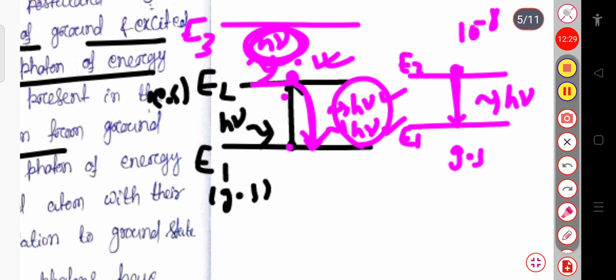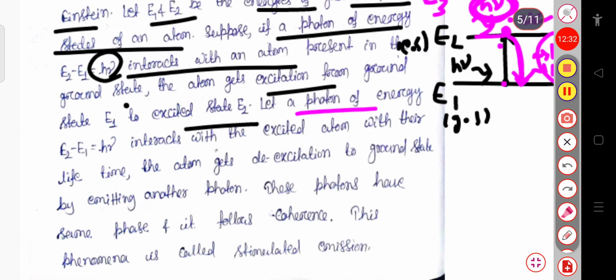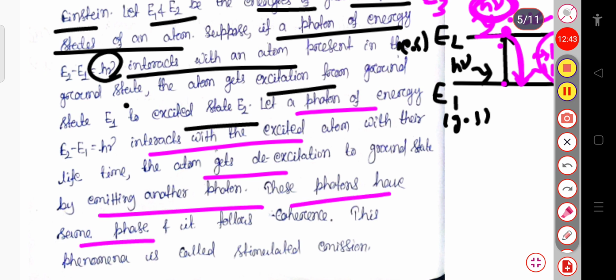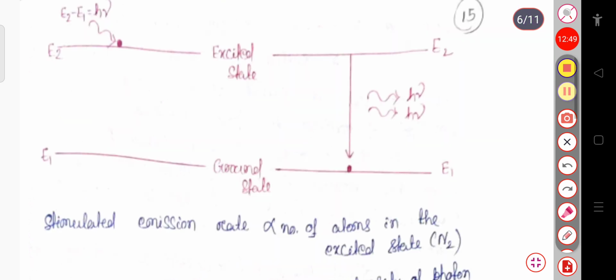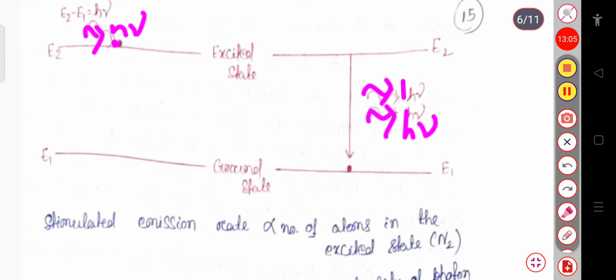So here you can see that a photon of energy h nu interacts with the excited atom within its lifetime, so the atom gets de-excited to the ground state by emitting another photon. These photons have the same phase and follow coherence. This phenomenon is called stimulated emission. The atom is already in the excited state, so when you give some additional energy h nu, it will get de-excited and release the energy h nu, as well as another h nu, because of the photon of energy h nu that we have given additionally.